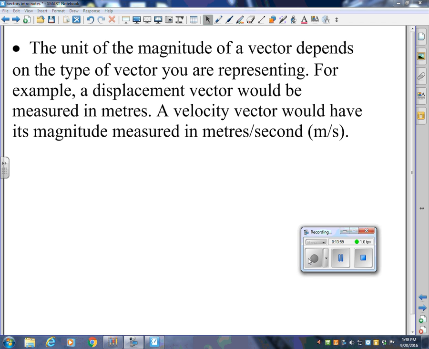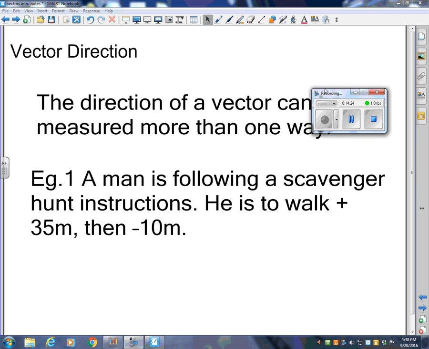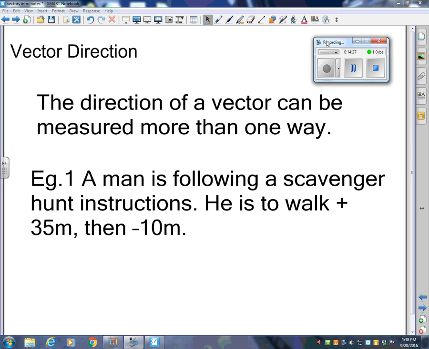All right. So we've talked about the units. We've talked about the size. Now we're going to talk about direction. Direction is actually a big part. There are lots of different conventions or ways to express direction, and I'm going to give you a bunch of them right now, and you're responsible for knowing all of them. The first one's easy. So, vector direction. The direction of a vector can be measured more than one way. For example, a man is following a scavenger hunt, and he walks plus 35 meters, and then backwards 10.